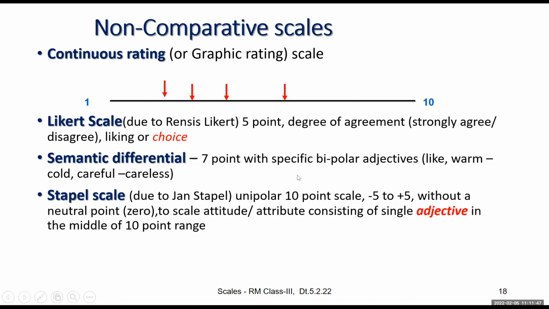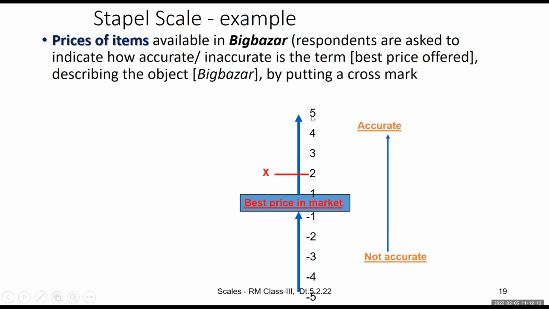Another is a 10-point scale, which is called the Stapel scale, and this is given by Jan Stapel. And usually there is no neutral point. Please remember the uniqueness here is either negative or positive, no neutral point. This is what he has suggested. Just note it down: 5 on the negative side, 5 on the positive side.